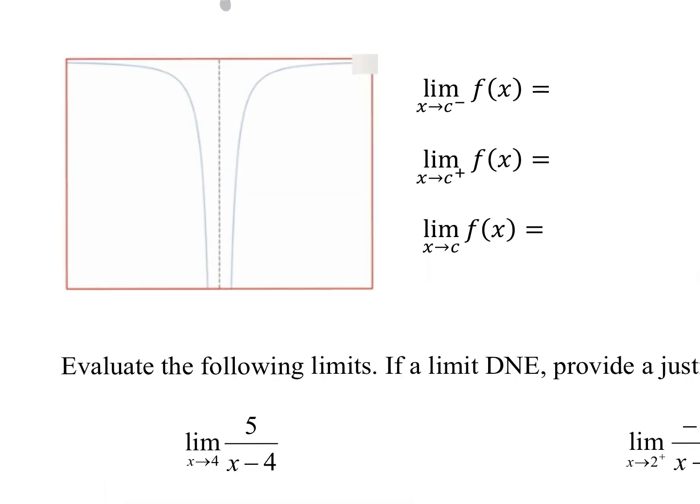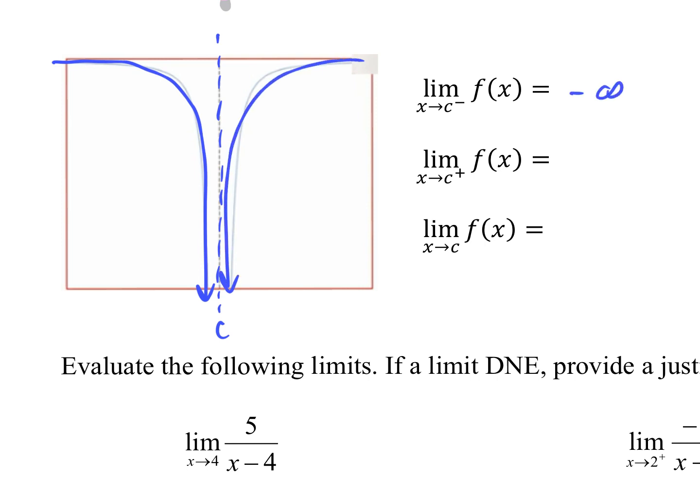Let's take a peek at this one. You know what my graph is doing. I've got a vertical asymptote here. Negative infinity, from the left and the right sides, we're going to negative infinity. What about my final limit? Negative infinity. Good.